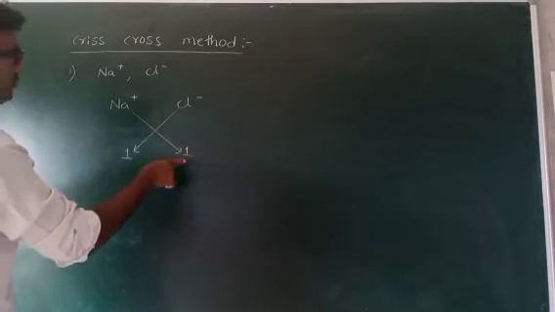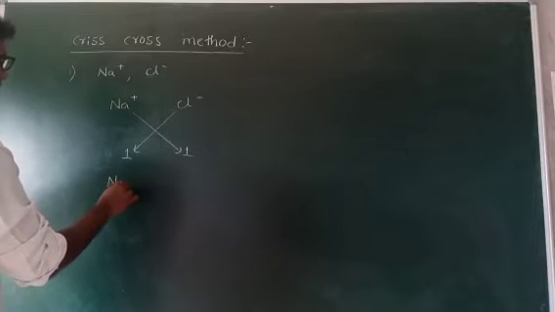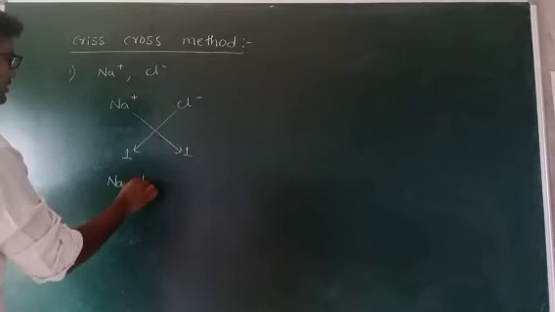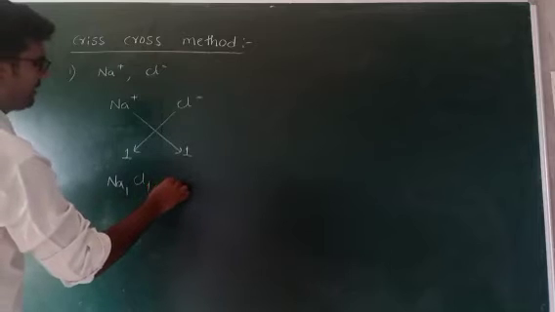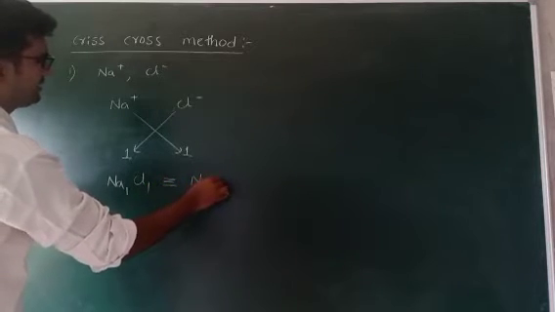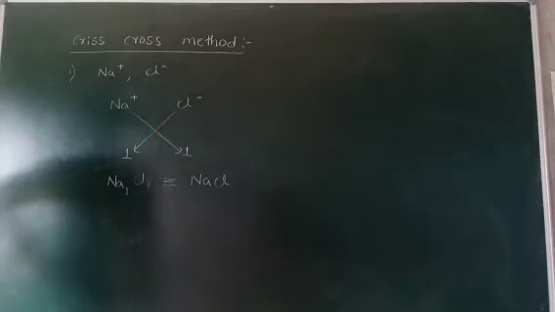Na into 1, Na1. Cl into 1, Cl1. Simply it is written like this: NaCl. Okay. Next example.